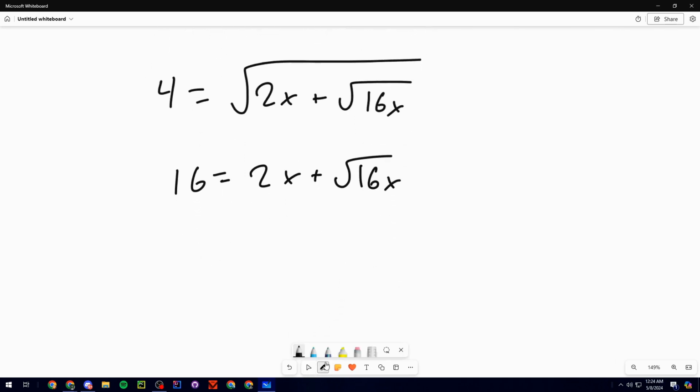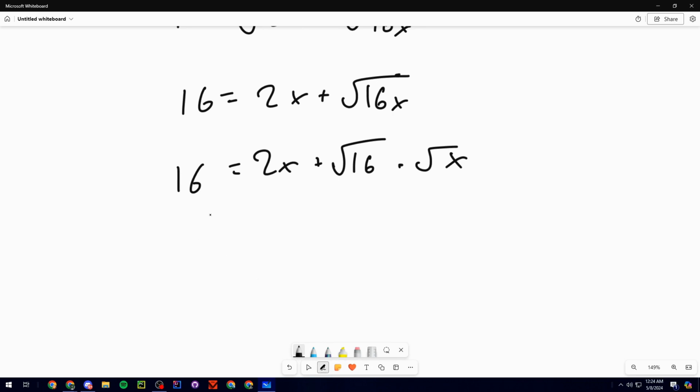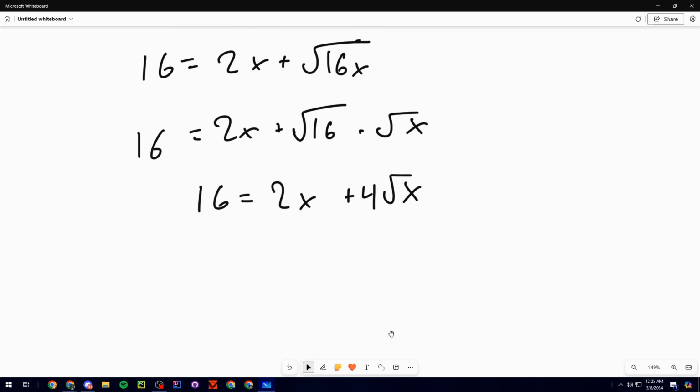And now what you can do is be like, well, wait a minute. You can identify that the square root of 16 can also be broken up into square root of 16 times square root of x, plus 2x. So you don't even have to square, like, again, you could move the 2x over and then worry about that. But we just have 16 is equal to 2x plus 4 square root x. And now, that's just an easier way to substitute it. You have 2 different ways of going about this.